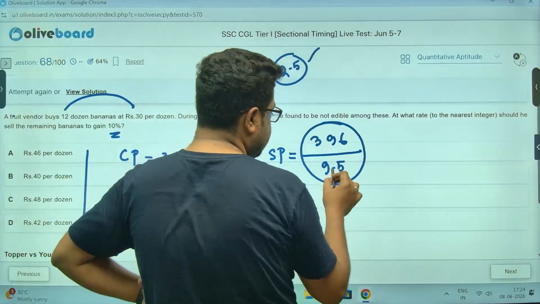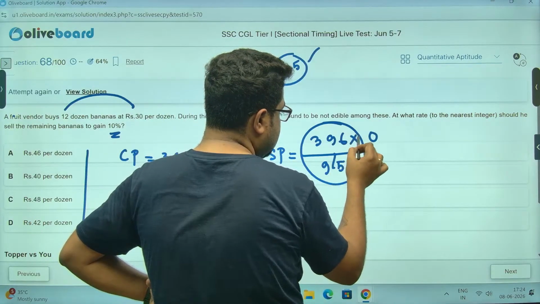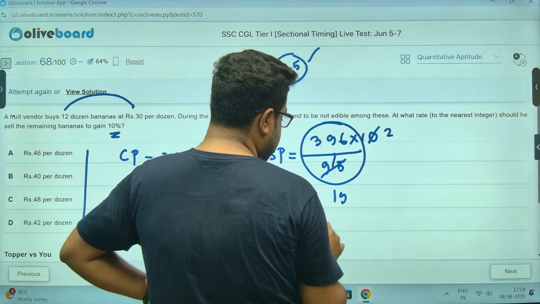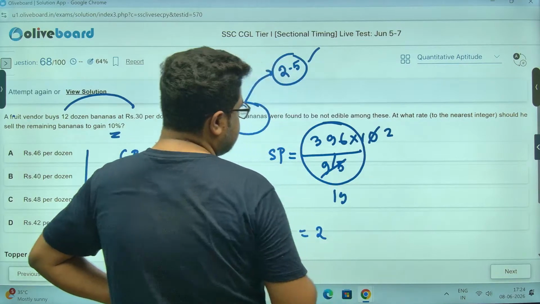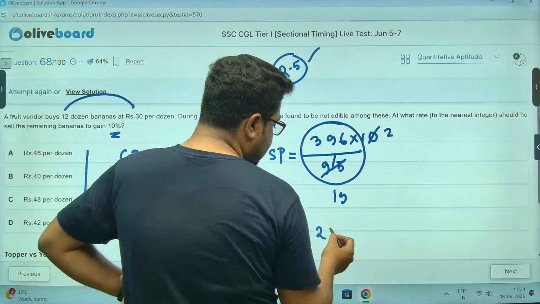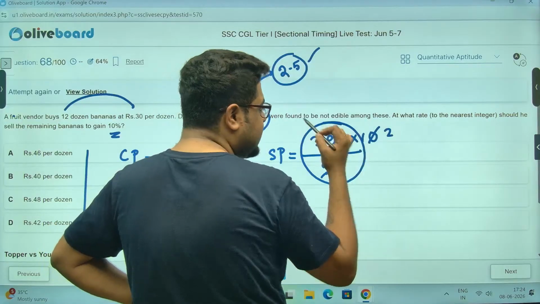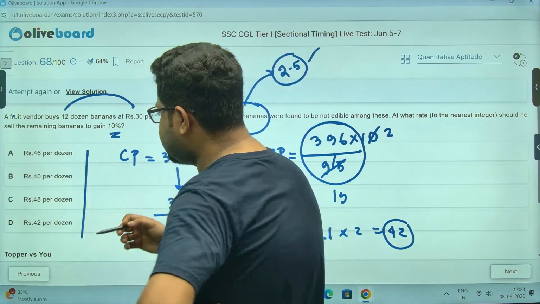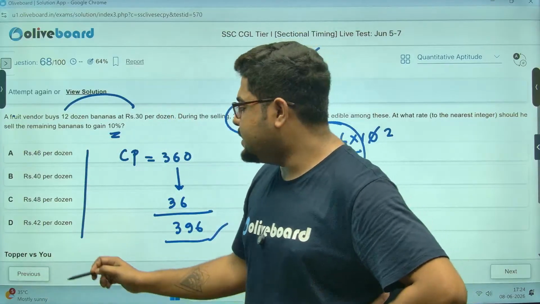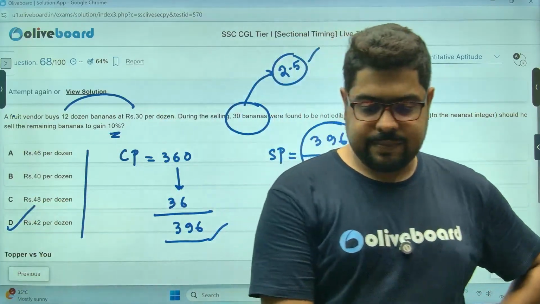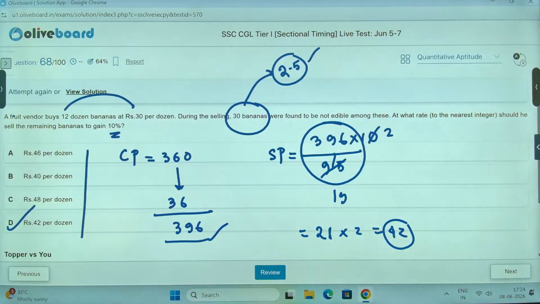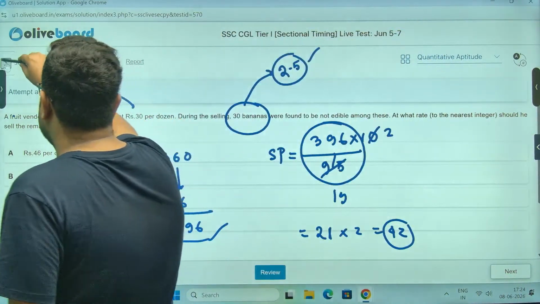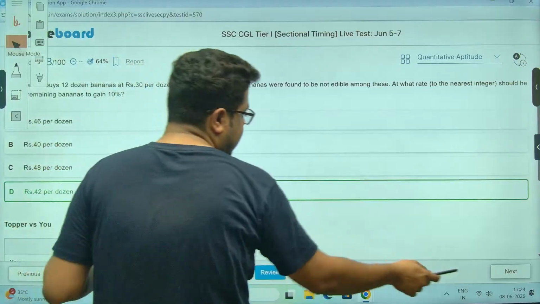Calculate this. So 5 19s, 5 twos. 19 twos are 38, 16, meaning almost 21, just less than 21 into 2, meaning answer will be almost 41 point something, nearest integer, so 42 will be the nearest integer. Option number D, sir. Again, you see, not very difficult. Just have the story straight in your mind. That's all.